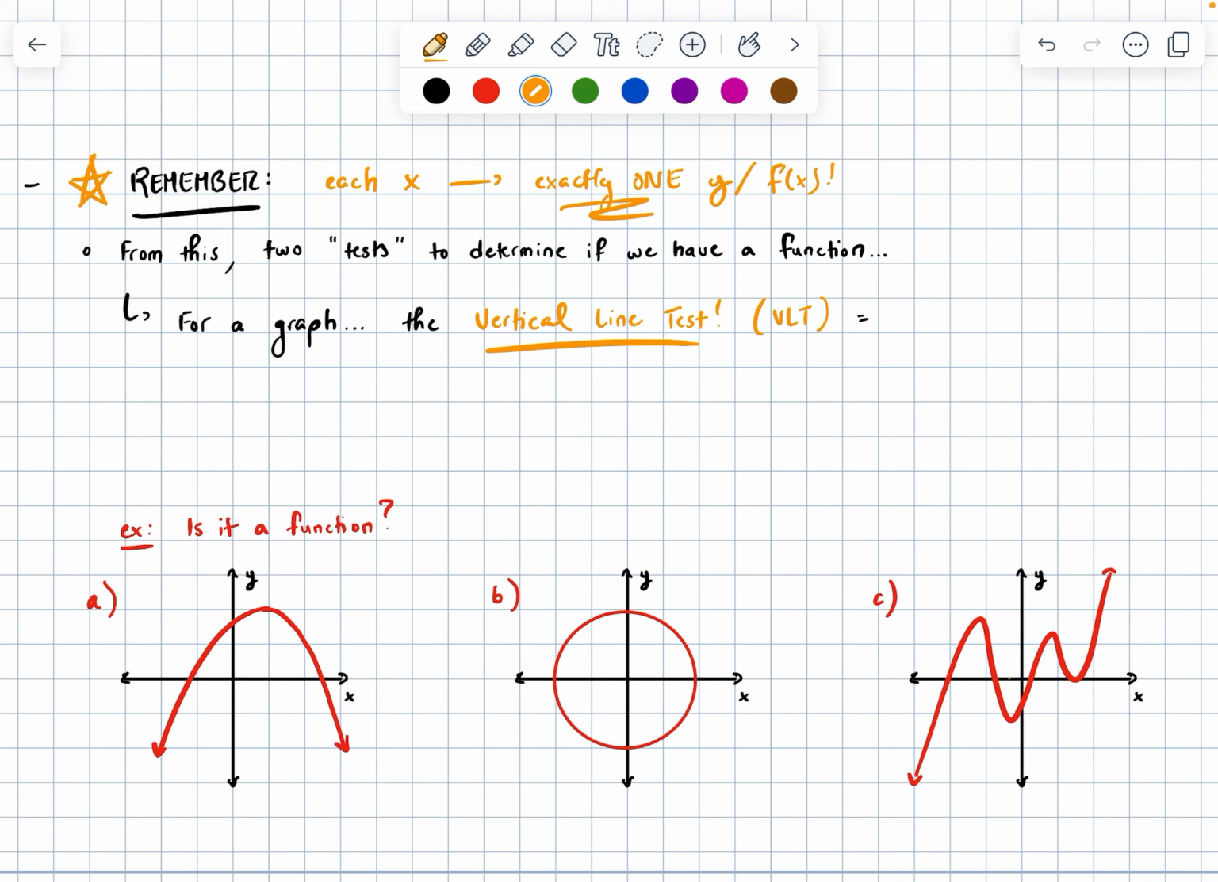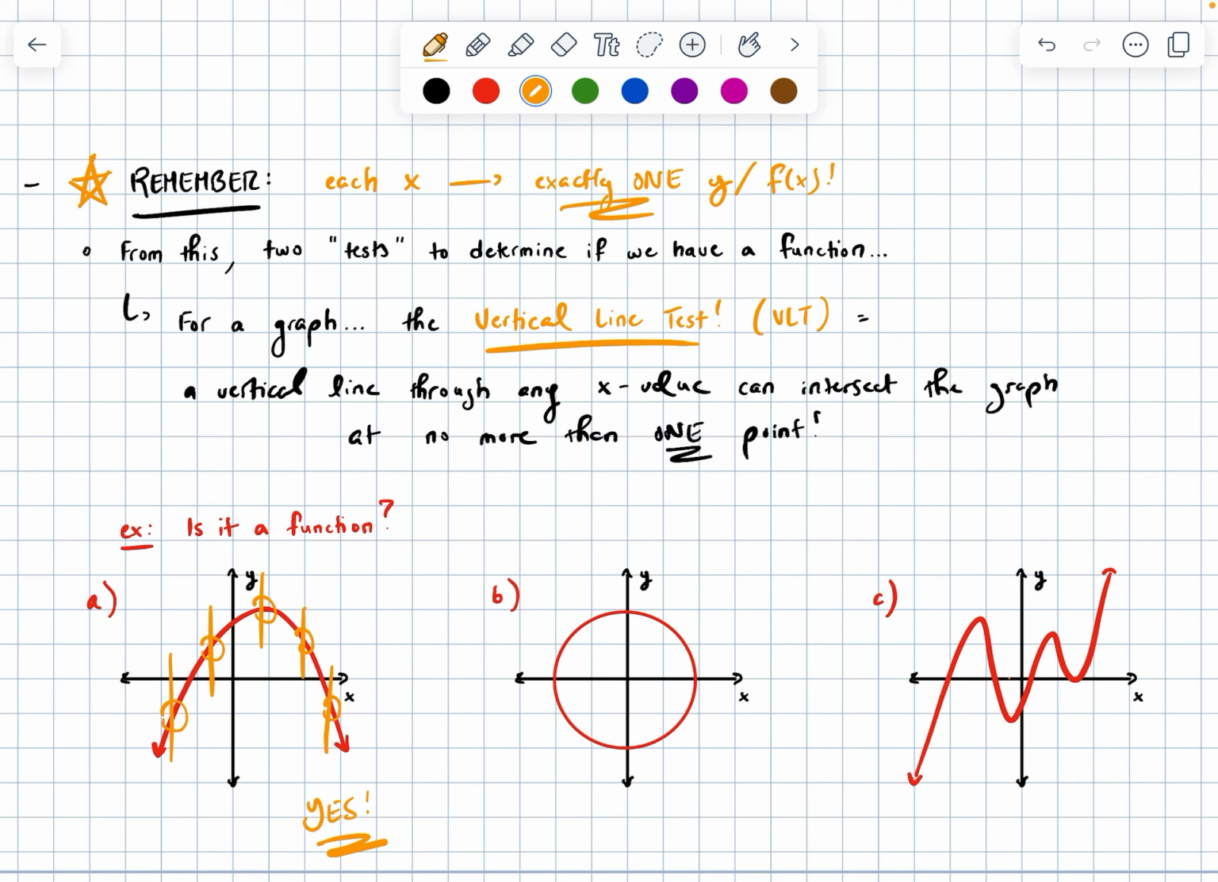The vertical line test says if I can take any vertical line and draw it through my graph such that those vertical lines only intersect at a single point, then I do indeed have the graph of a function, so we can confirm that parabolas are indeed functions.